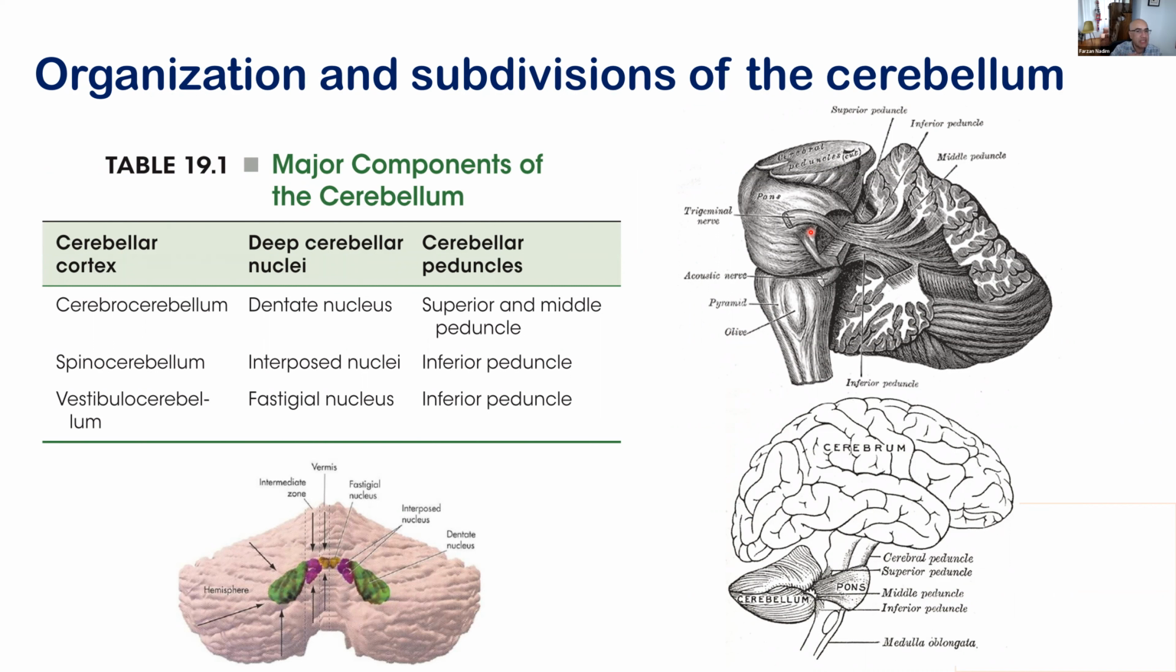The middle peduncle has about the same. The inferior one has fewer. That number, just to put it in perspective: the optic nerve that takes the output of the entire retina, all of the ganglion cells, has only about 1 million fibers. So this is 20 times the number of fibers that are coming out of your eye.